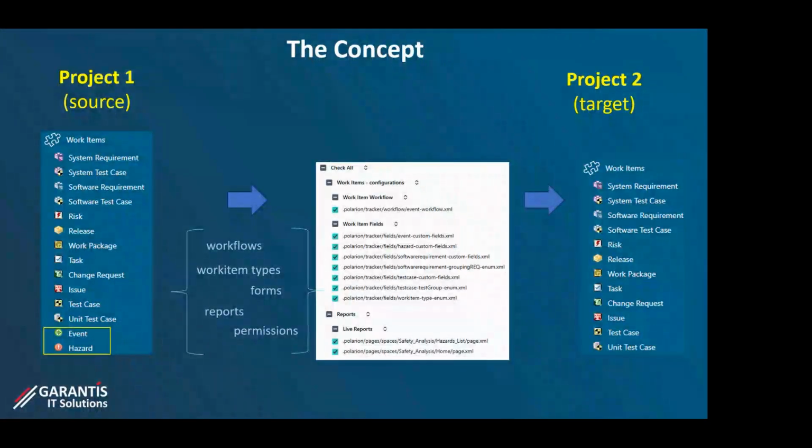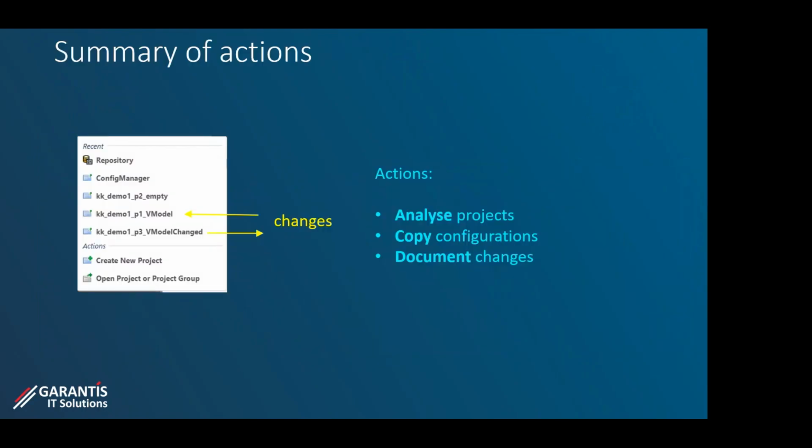So the concept is, if you have project 1 as a source, you see below we have work items: event and hazard. We want to analyze workflows, work item types, forms, reports, maybe even permissions. We want to see the difference, select or deselect files, and then we want to update project 2, and we want to get event and hazard work items in project 2. The summary of actions, which we will see in the demo in a moment: we will analyze the projects, copy configurations, and we will document the changes.